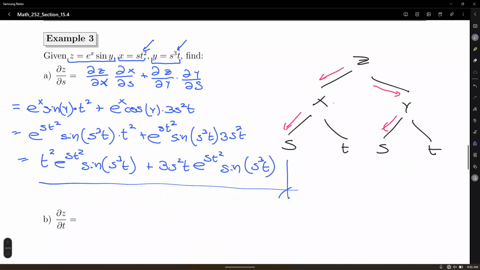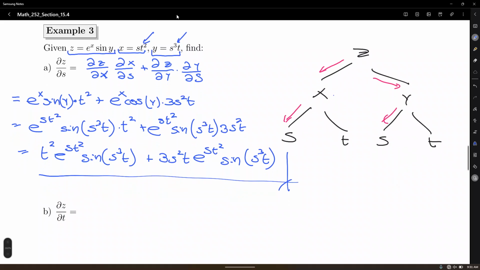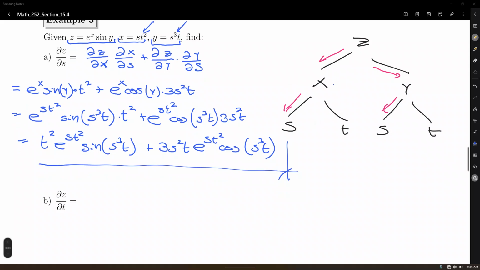All right, for letter B, how about you guys try letter B? The cosine right here, that should be a cosine here, right? Yep. Okay, to help you out a little bit with part B, now consider all the branches, all the possibilities to go from z to t this time. That is, z to x, x to t, z to y, y to t. All right?